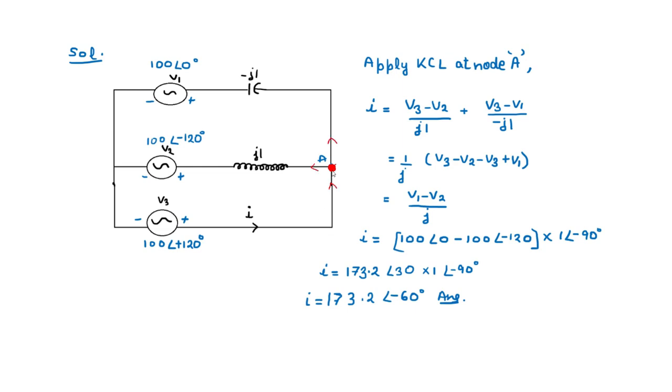And what is your outgoing current? See here, voltage is V3. Therefore, I is equal to V3 minus V2 upon J1 plus V3 minus V1 upon minus J1. So this is your equation, and now you just have to solve and put the values. So if you take 1 upon J common, then we get this, and therefore I is equal to V1 minus V2 upon J, and then we will put its value. So we get I is equal to 173.2 angle minus 60 degree amperes.